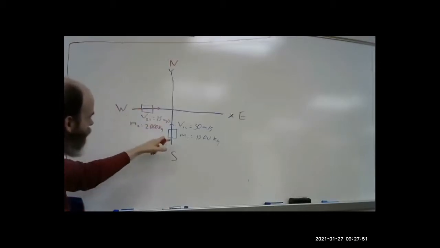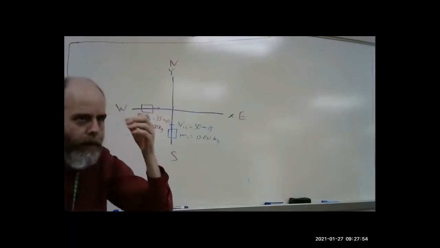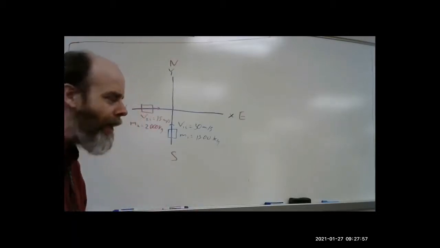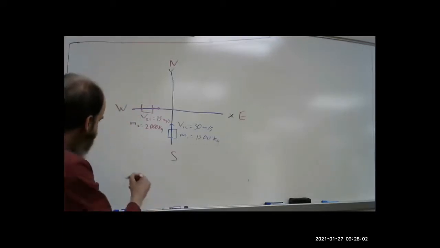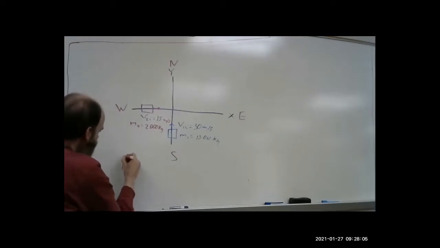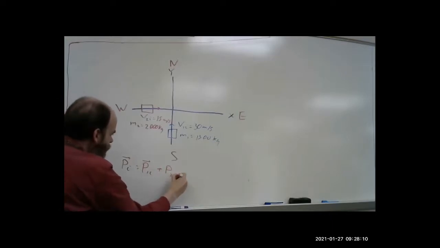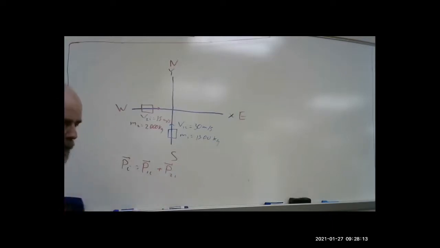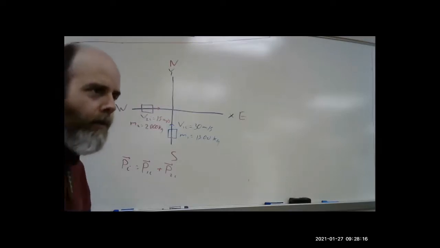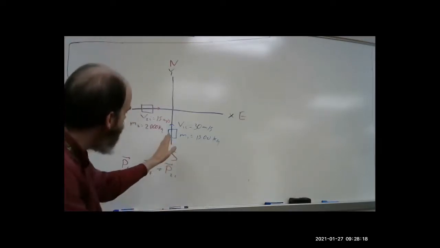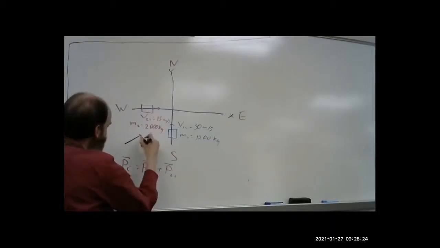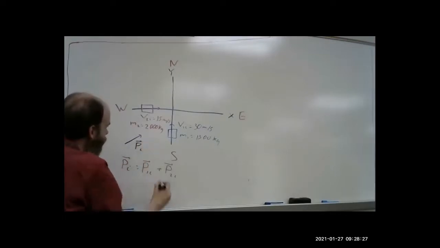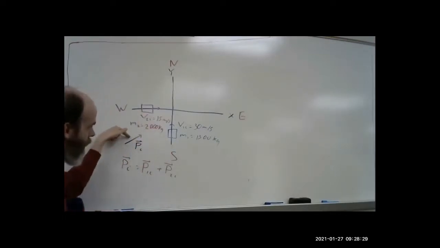Let's look at the initial momentum here. What is the direction of the initial momentum of the two cars? So remember, P initial equals P1 initial plus P2 initial. So what do you think is the direction of that? It's northeast, right? We have to add these two vectors. So the initial momentum is roughly in this direction, because this vector plus this vector gives us this.